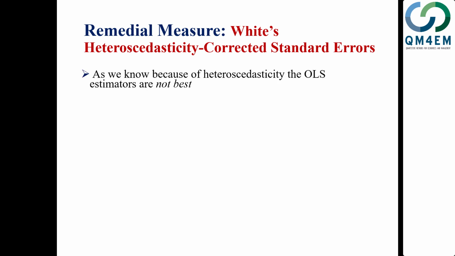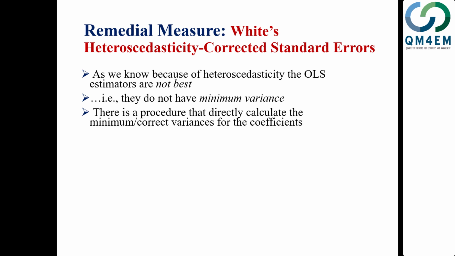Let me start with a small background. Let me remind you that when there is a problem of heteroscedasticity, the OLS estimators are not best, or their standard error is not minimum. There is no issue with the estimated parameter values because they are unbiased and consistent. So the problem is not with the estimated value but with their standard errors. As these variances are not minimum, what should we do?